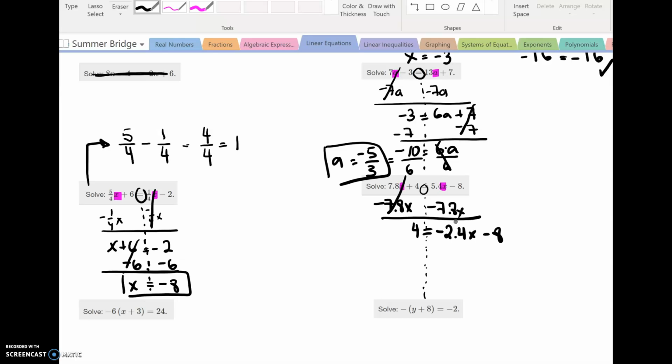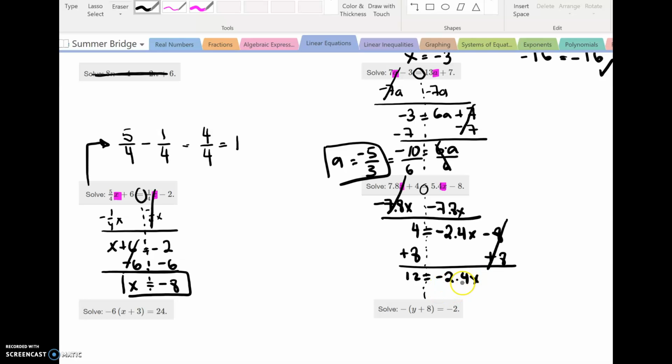So keep in mind, whether you end up with a positive or a negative coefficient, it's really not going to matter in the end. You're getting to the same answer. So now I'm going to add 8 to both sides, and the reason why I'm adding 8 is to isolate the variable term. So the 8's cancel. I have 4 plus 8, which is 12, is equal to negative 2.4x.